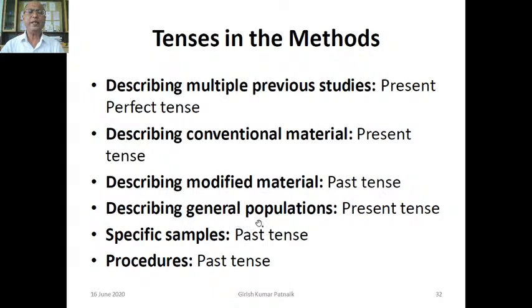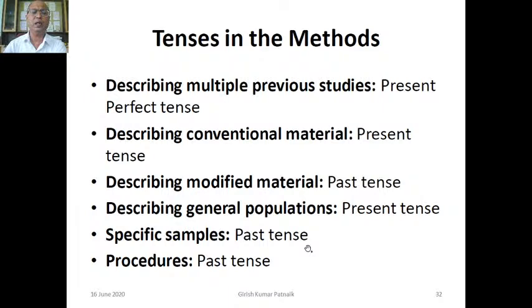Then describing a general population, like you are talking about the input where you are showing some general population of your data, right? Population of data in the sense like 100 data you considered, or 1000 data, or 1 million data. So this is a population, so we need to use present tense. Then if you want to describe a specific sample, that is again a past tense, because at the time of experimentation you used those specific samples. So it should be in the past tense.